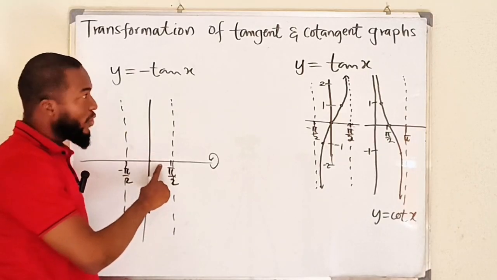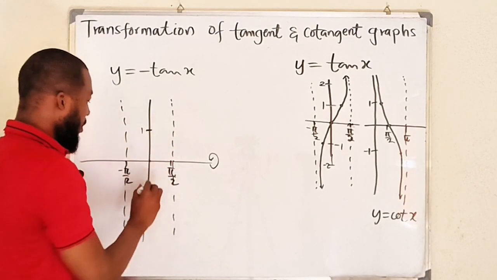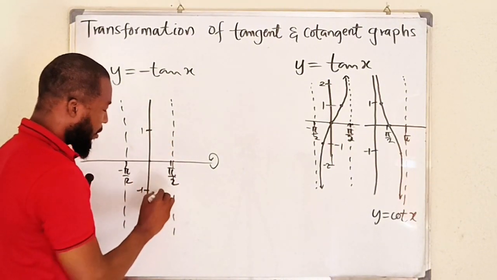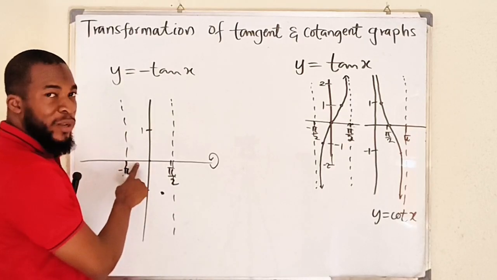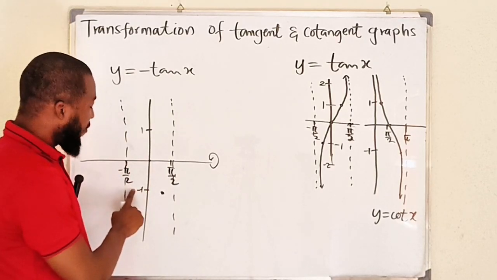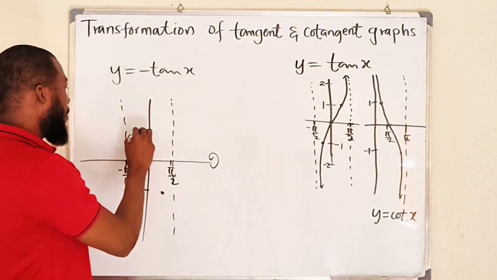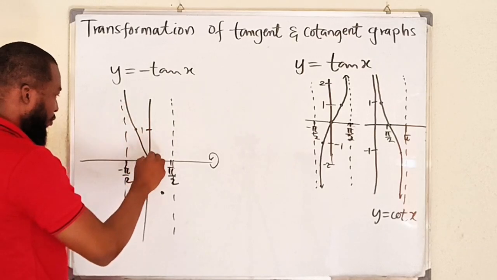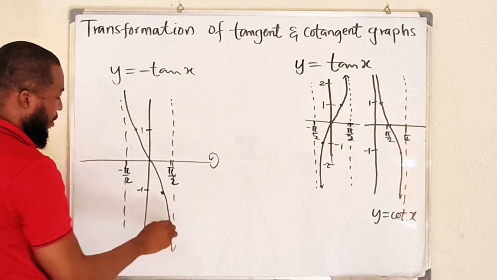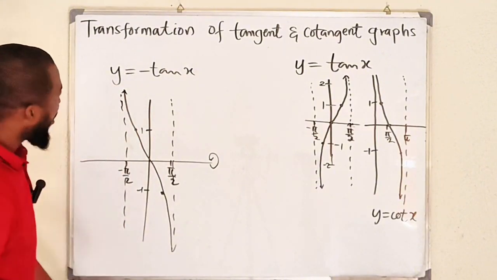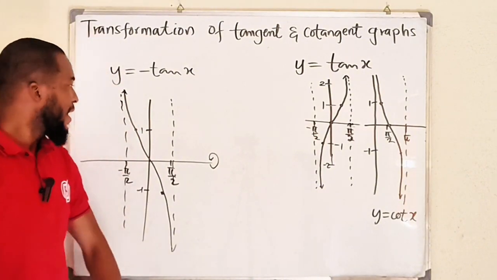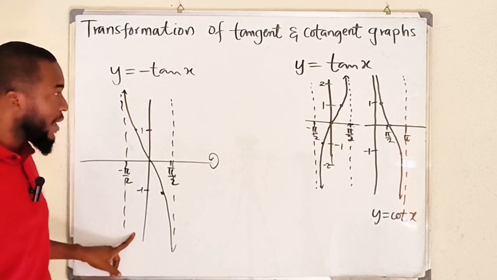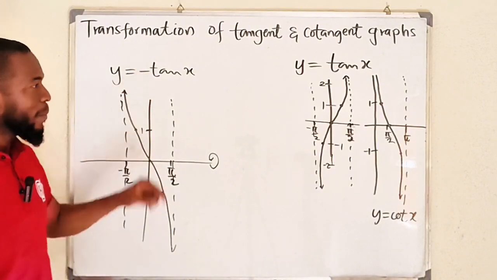At 45 degrees, we used to have a value of 1. Maybe this is 1, this is -1. But it is going to be reflected down. At -45 degrees or -pi/4, we used to have -1, but it is going to be reflected back to 1. You see that? The graph is now going to come like this, pass through the origin down to this other point. So this is how the graph of negative tangent of x looks like. You see that? This point is now down here, and this other point that used to be here is now up here because of this negative sign.